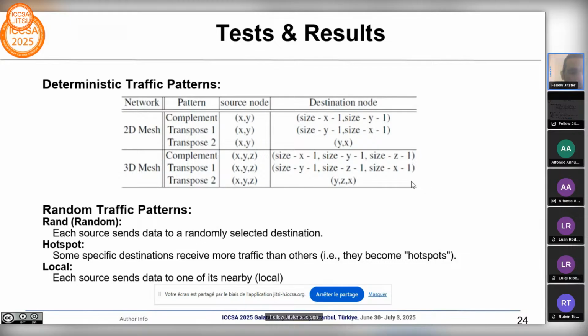But when we choose random traffic patterns, each source sends data to a random destination. We also have random traffic, random and hotspot. In hotspot, some specific destinations receive more traffic than others. And local, where each source sends data to one of its nearby destinations.